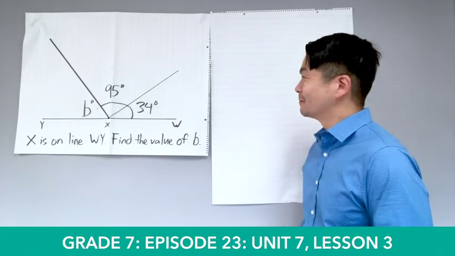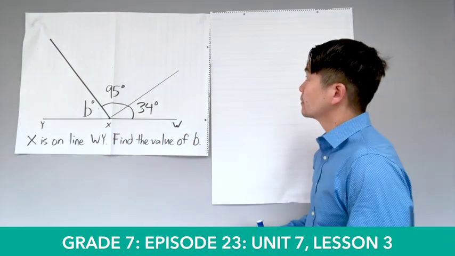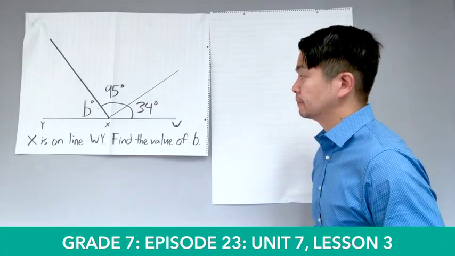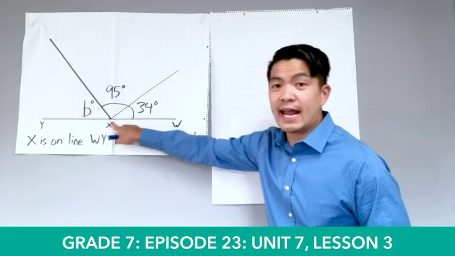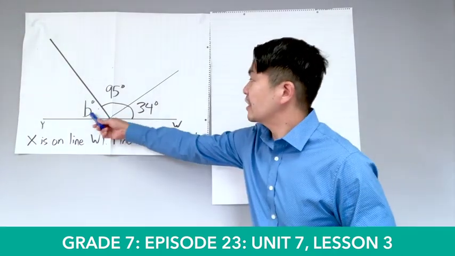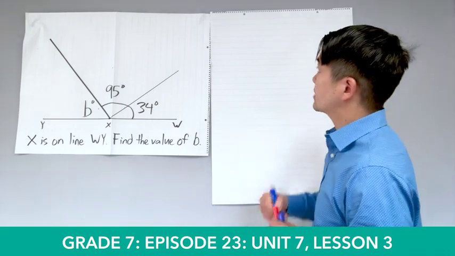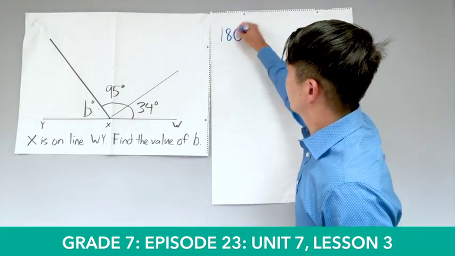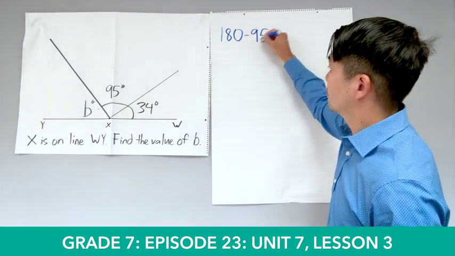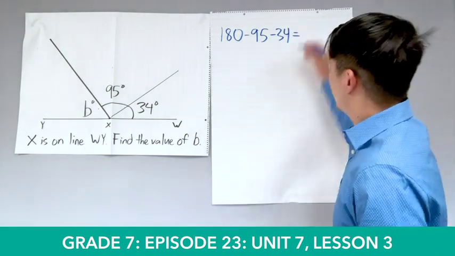Let's come back together. So there are many different ways that you can approach this problem. Let's see if you could spot your strategy when I chart them up here. So we know that any straight line or straight angle measures up to 180 degrees, and that these three added together add up to 180 degrees. And so one strategy is to take 180 and subtract the other two angles. So minus 95, minus 34, and that gives you 51.